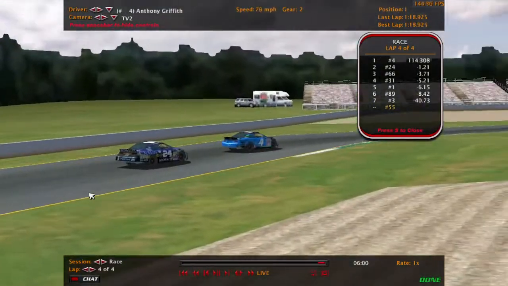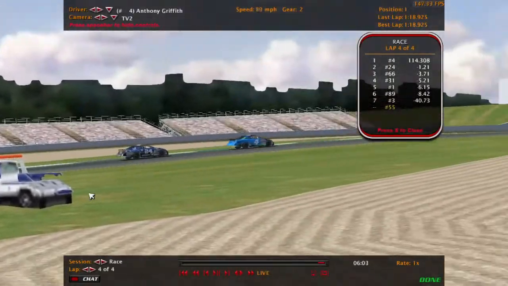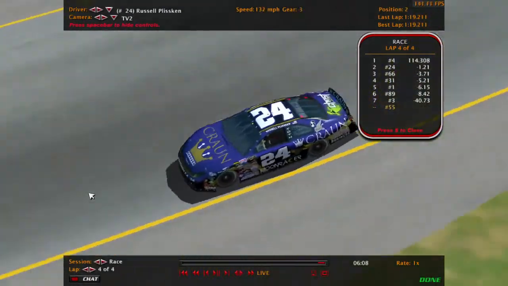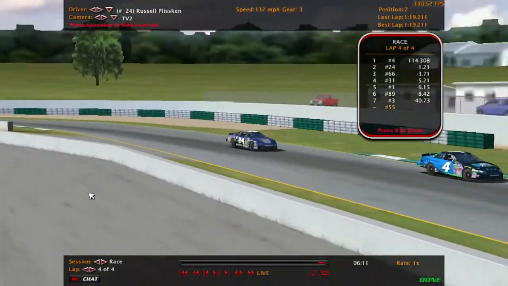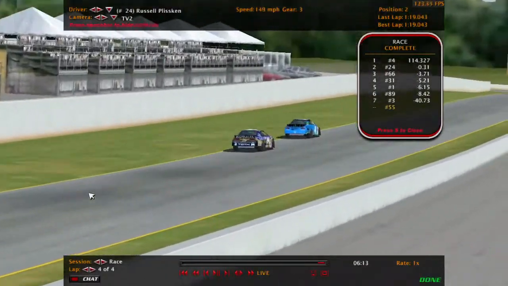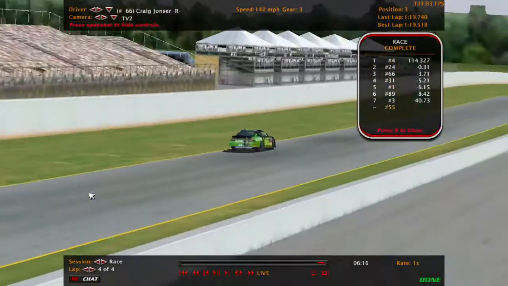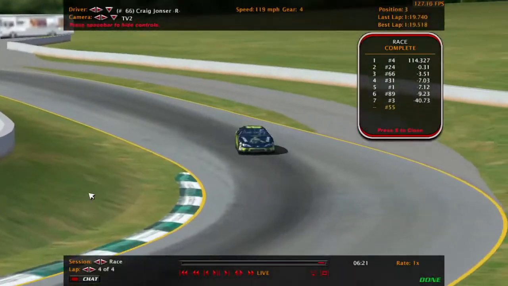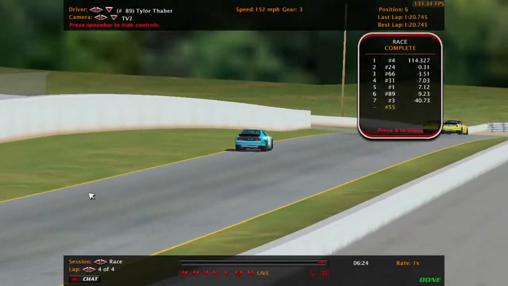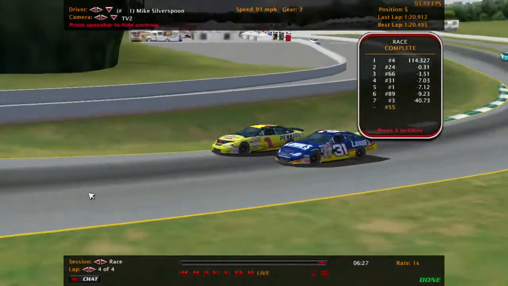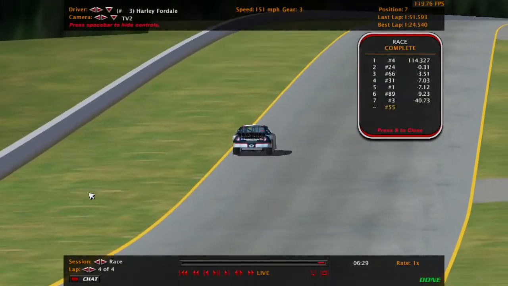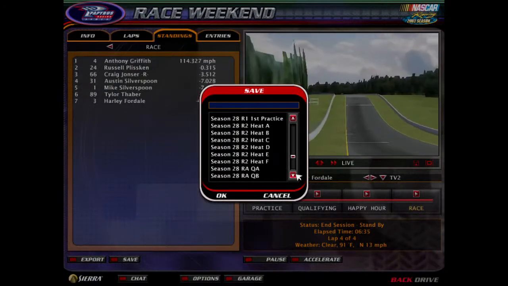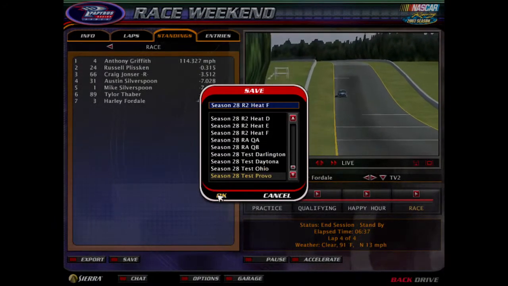I don't think there's going to be enough time to get the 4. And I think Anthony Griffith is going to hold on to his number 1 seed, but what an effort by the 24 car, and what an effort by the Ghost Racing team, getting all 9 of the Toth cars into the race. Ooh, a little bit of contact there between Mike and Austin Silverspoon, father and son. Mike's dad, Richard, is in this as well, but going home, we have Tyler Thaber and Harley Fordale going home. And that is it from the heats today. That is it.